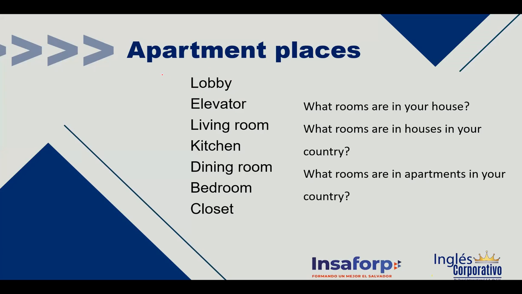Okay, thank you. So, we're going to find these places in an apartment. So, let's start with lobby. Si el apartamento está en un edificio, primero encontramos el lobby, que es la recepción. An elevator, un elevador. Inside the apartment, we're going to find living room, kitchen, dining room, bedroom, and closet. Son menos lugares, because an apartment is smaller than a house. Es mucho más pequeño. Y en algunas ocasiones solo es living room, por una esquinita la kitchen, in the bedroom.